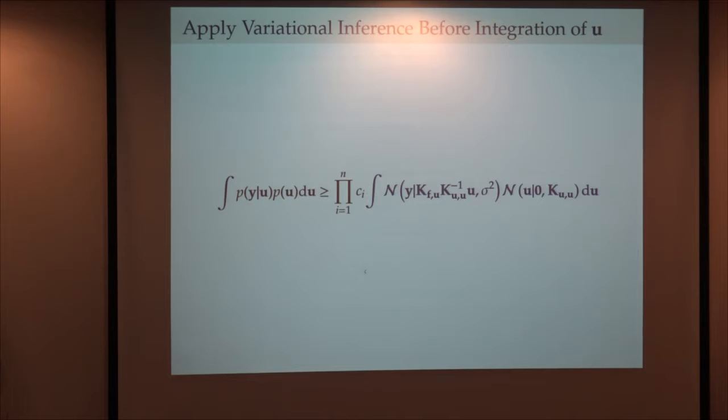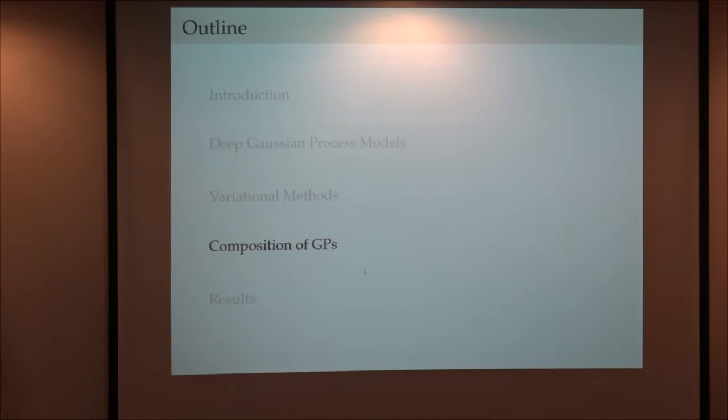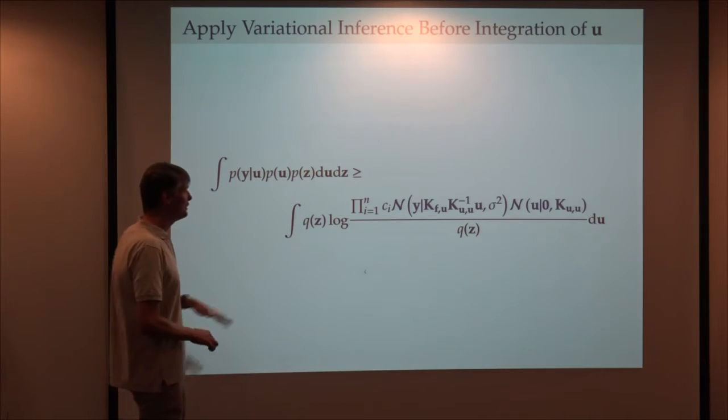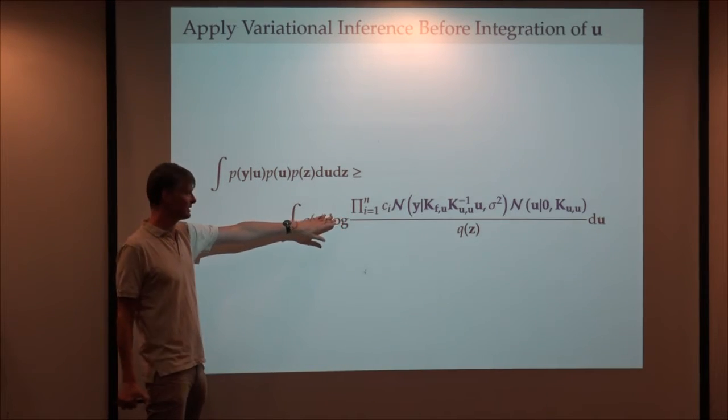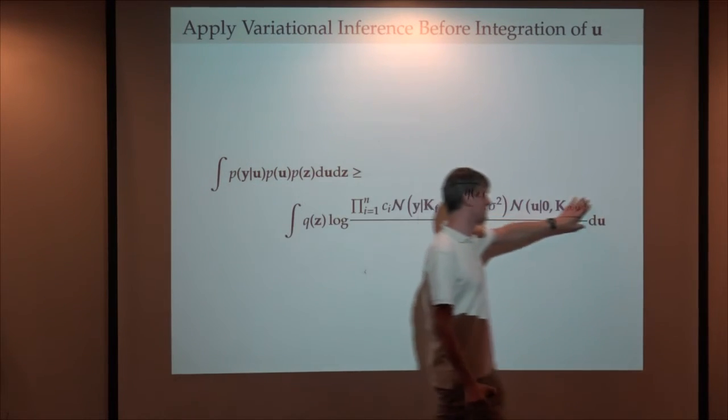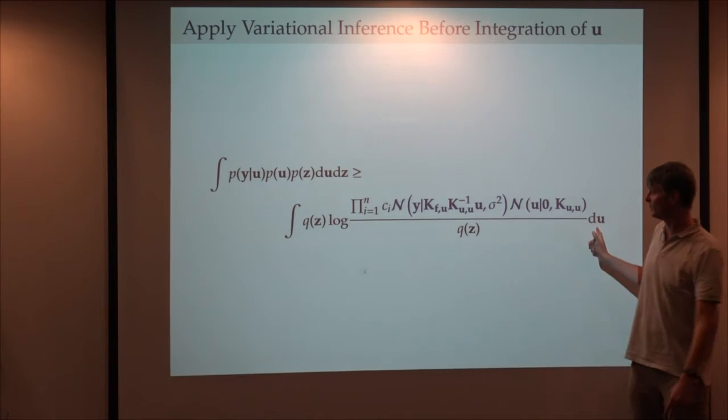Okay, so I'm short of time. I just want to skip through onto this and say, without giving you the details, this is what makes deep Gaussian processes possible, because that is our new lower bound on the Gaussian process over u.